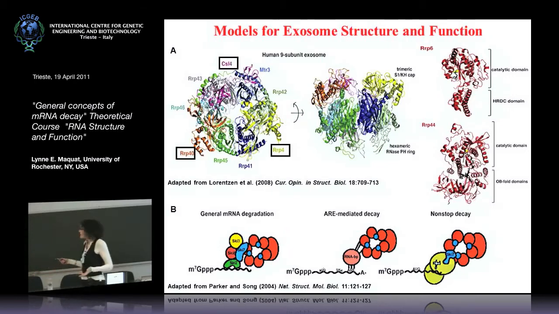In yeast, either one can be deleted and the cells don't die. They're debilitated, but they don't die. If both are deleted, it's toxic. So there must be, at some level, some functional redundancy.